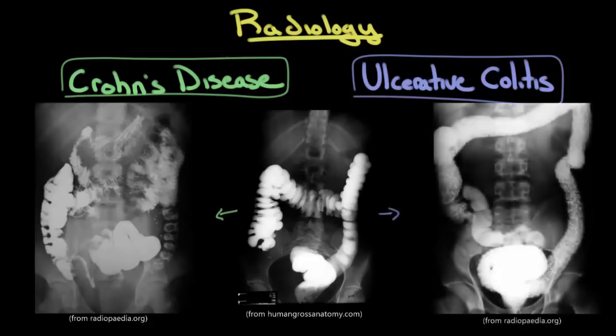Whereas the findings of a barium enema for ulcerative colitis are fairly different. So in ulcerative colitis, you'll get this continuous lesion that only involves the large intestine. So notice that there's no gaps of inflammation. The entire intestine is involved, and then you get a fairly normal small intestine afterwards.